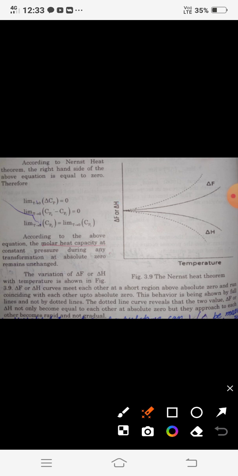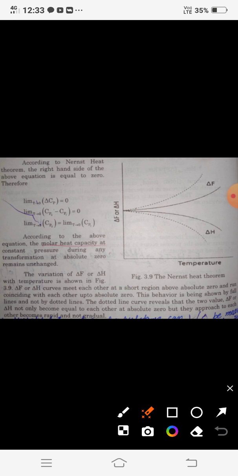So the variation can be explained with the help of the graph. The graph is showing the change in the value of the Gibbs free energy and the enthalpy. It is showing that at absolute zero these two factors, delta F and delta H, are meeting with each other, are joined together, and with the increase of the temperature these two factors are going apart from each other, and with the decrease of the temperature these two factors are coming close to each other. That is why we made it clear that delta F is equal to delta H when the temperature is equal to zero.